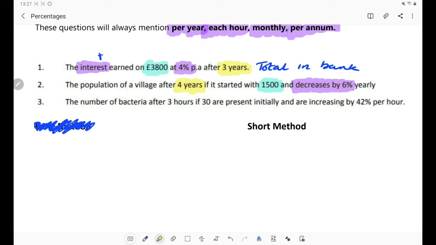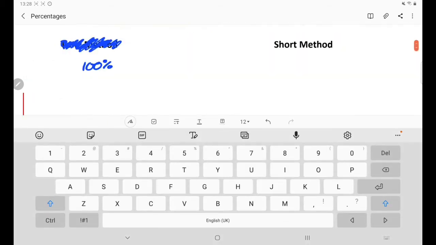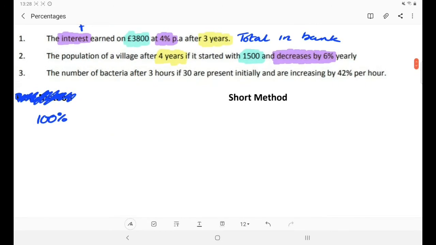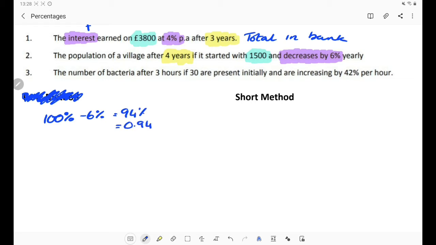The buzzword was yearly at the end there, 6% yearly, implying that this percentage happens more than once. So, get your decimal, 100%. Now, what do you think happens when it decreases? Well, when it increased, we added. When it decreases, we subtract. So minus 6% to give us 94%, which you turn into the decimal.